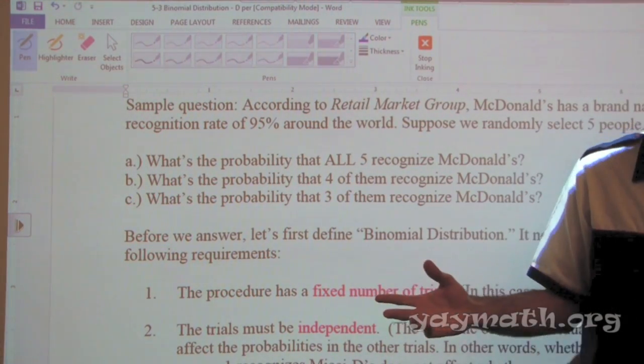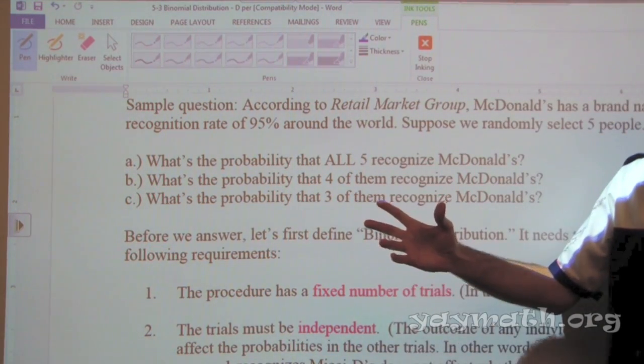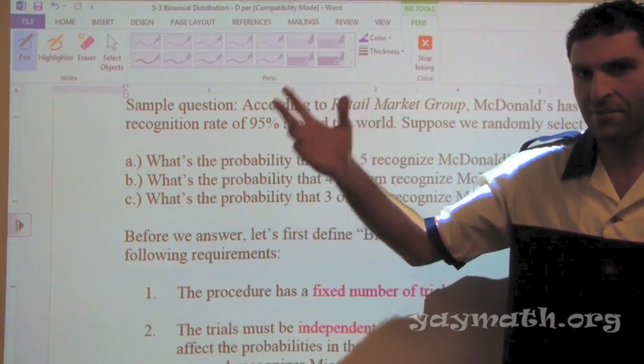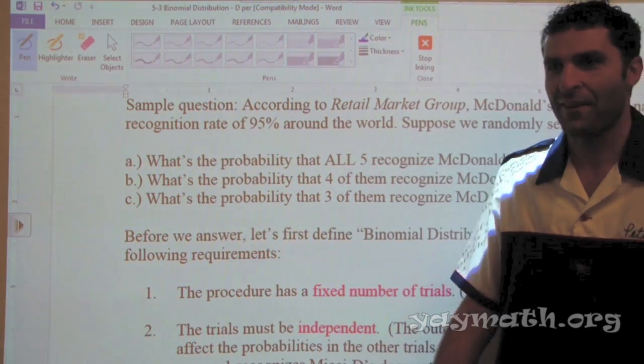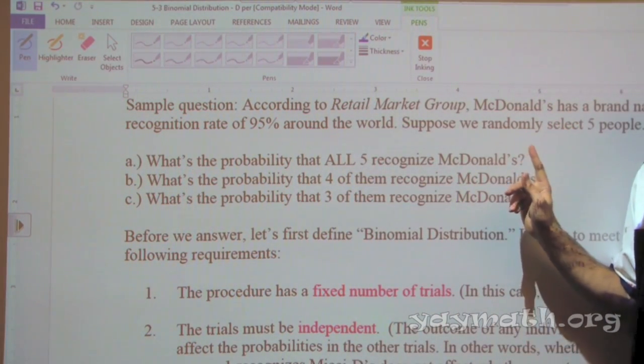So does that make sense? Yeah, the probability that anyone will recognize McDonald's is 95%. That's 19 out of 20 people. That one person is like, whatever, I don't care. Suppose we select 5 people randomly.